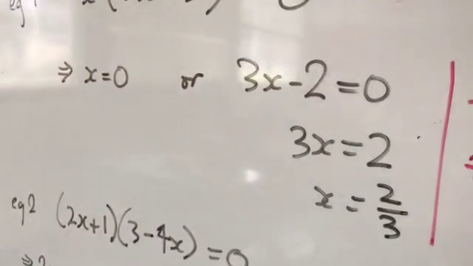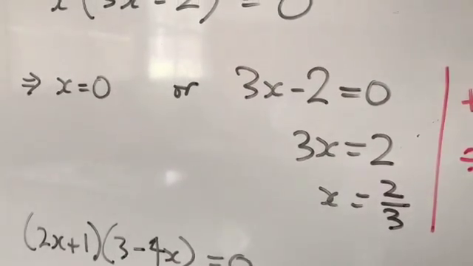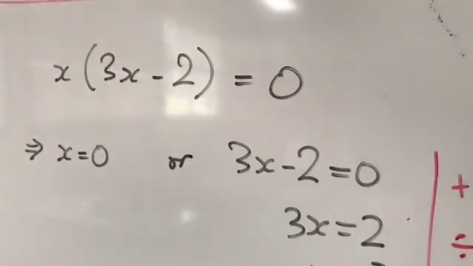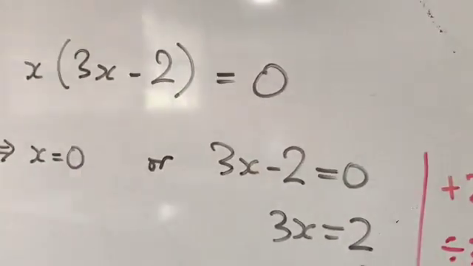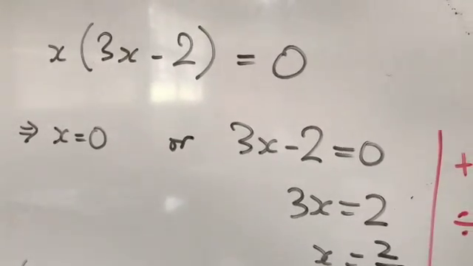Those two values, x equals 0 and x equals 2/3, are the two possible x values that could make a true statement out of that original quadratic. And I can put those values back in and check that they are correct.